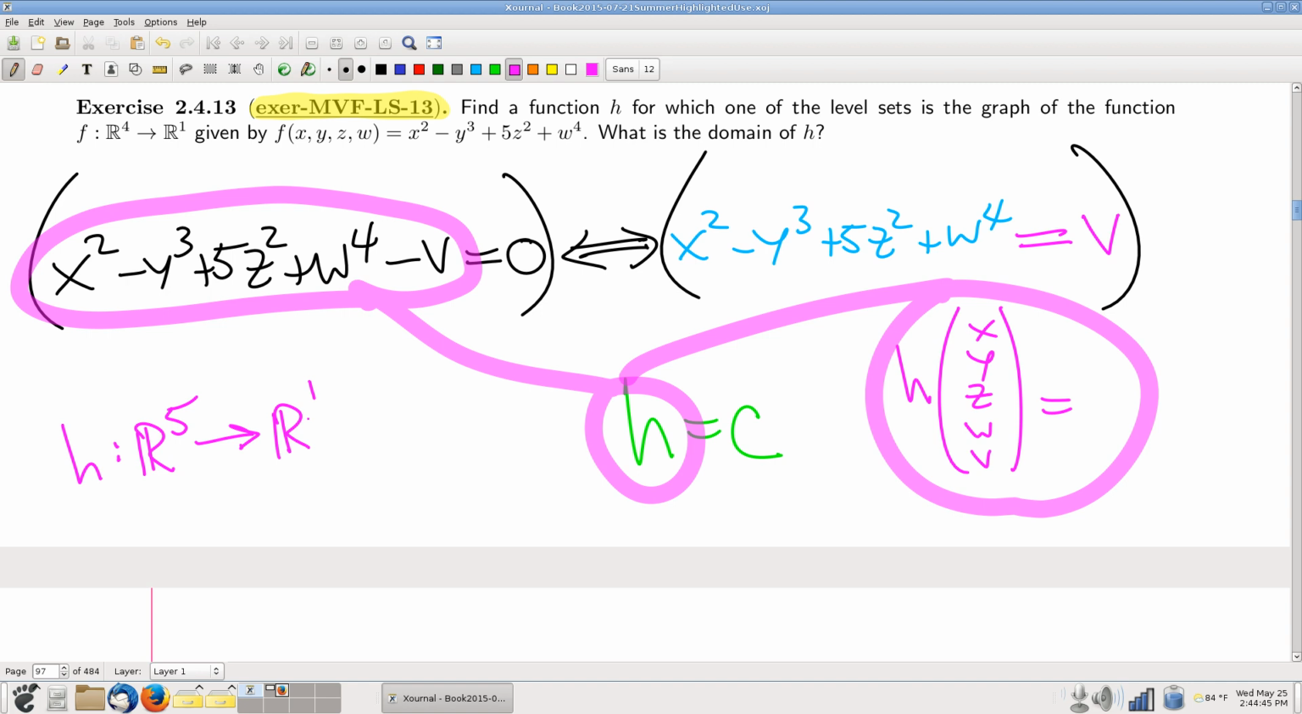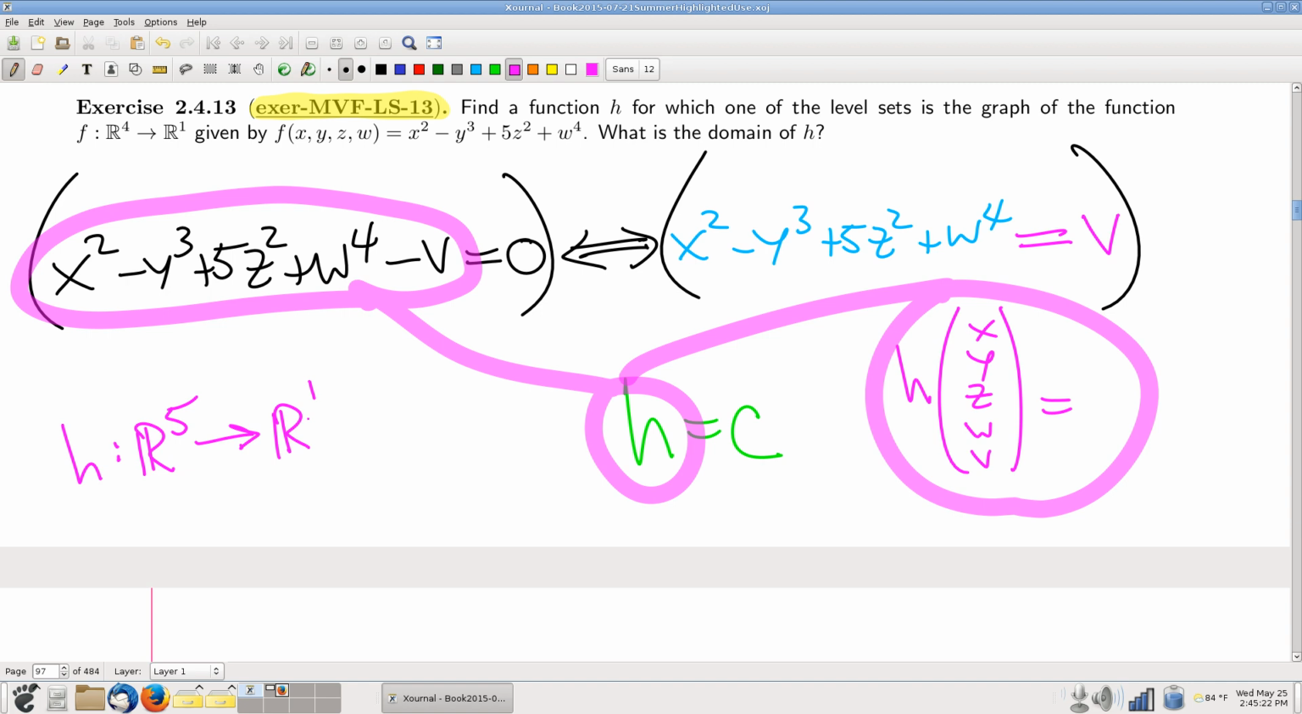So R5 to R1. Will most level sets be in R1? The notion of a level set is most useful when the target is R1. Most of the time, not always, but most of the time. The reason it's R1 is because it equals a constant. Well, it could be a constant vector, and there are some situations where it would be natural to do that. It's just that most of what we're going to do with level sets is where we consider it to be a constant number.